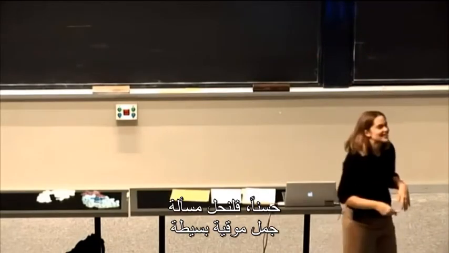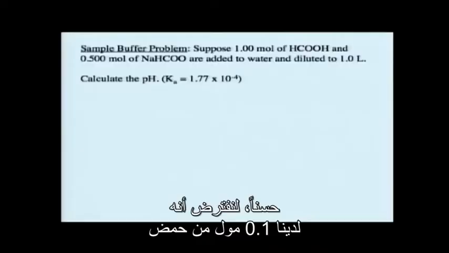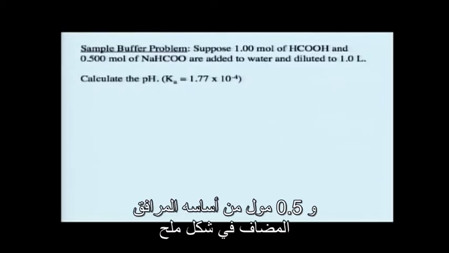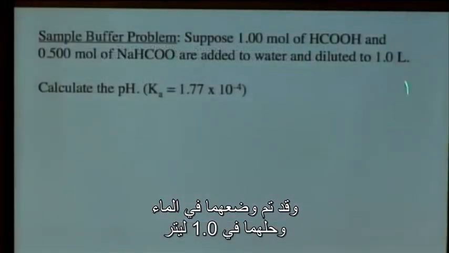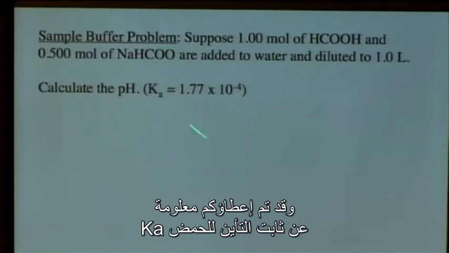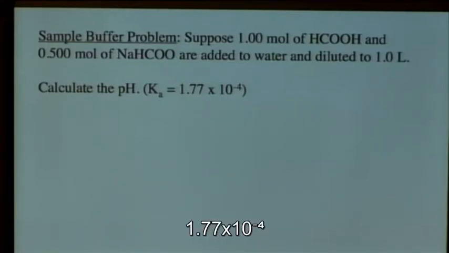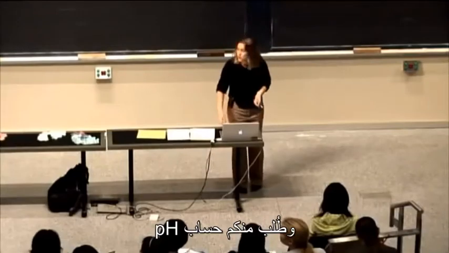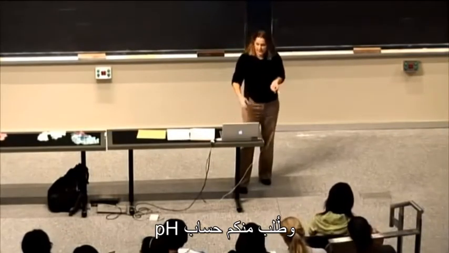Okay, so let's do a sample buffer problem. Suppose we have 0.1 moles of an acid, and 0.5 moles of its conjugate base added in the form of a salt. They're put into water and diluted to 1 liter. You're given the Ka of the acid, 1.77 times 10 to the minus 4, and you're asked to calculate the pH.